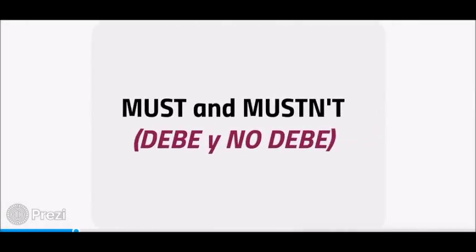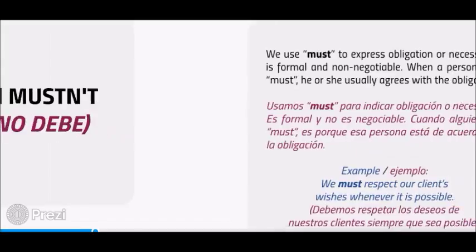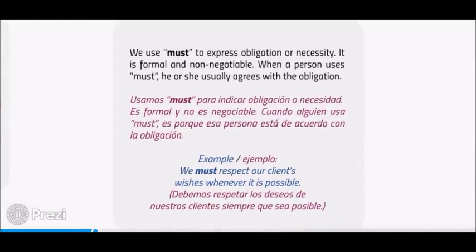Must and mustn't. We use must to express obligation or necessity. It is formal and non-negotiable. When a person uses must, he or she usually agrees with the obligation. Example: we must respect our client's wishes whenever it is possible.